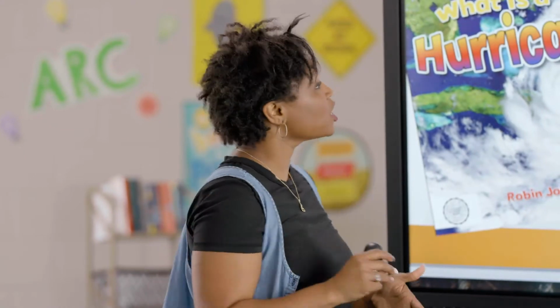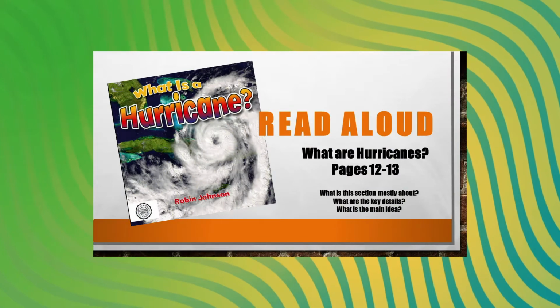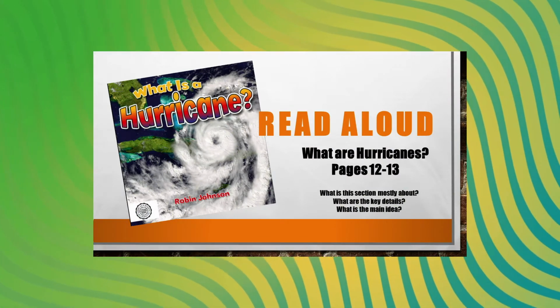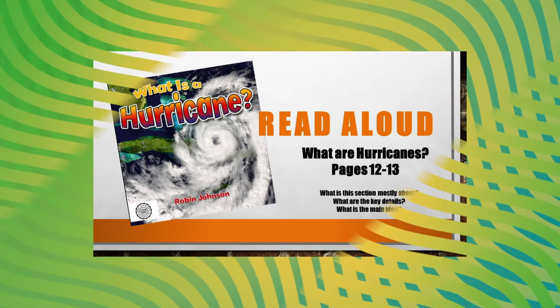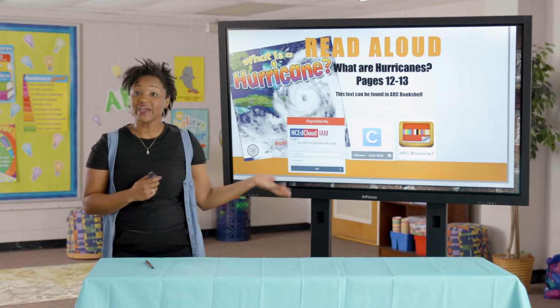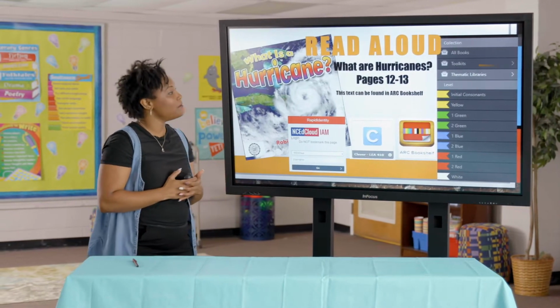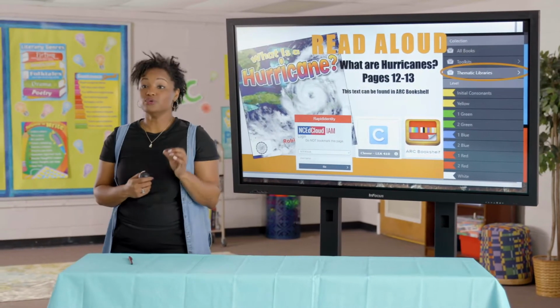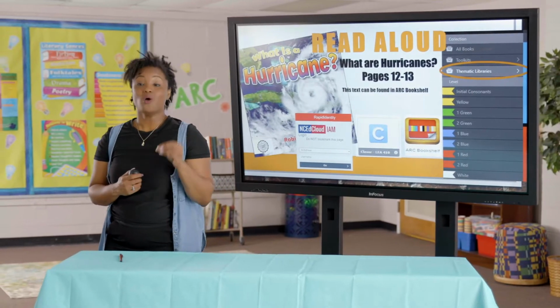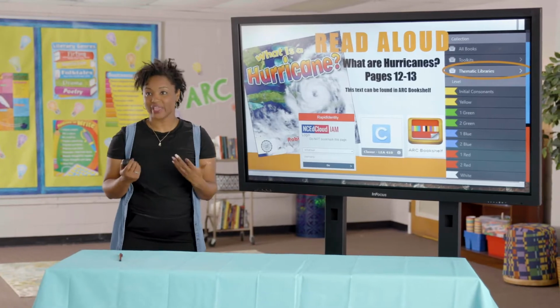Now we're getting into our read aloud time. We'll be reading What is a Hurricane on pages 12 and 13. You can access this text on the ARC bookshelf. Your teacher also may have provided this text for you. But if you do need to access this book via ARC bookshelf, make sure that you log into NC Ed Cloud, click the Clever link, click the ARC bookshelf app, and once inside, you'll click on Thematic Libraries, Unit 2, 3rd grade, Weather. Scroll down and check for What is a Hurricane?